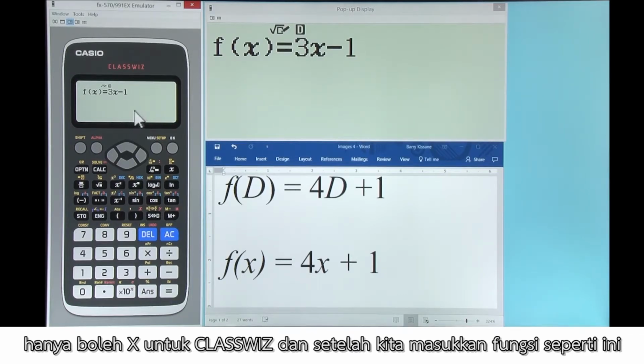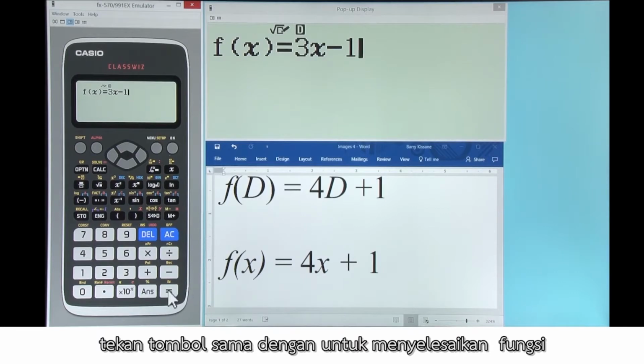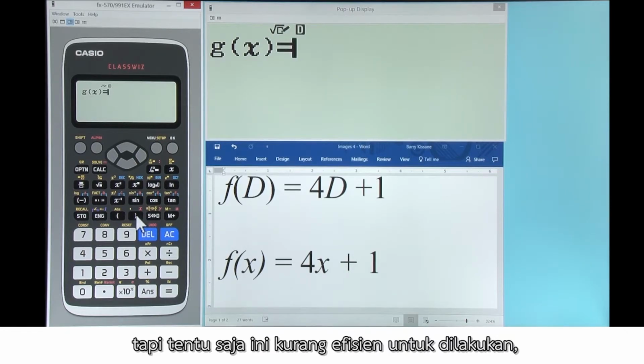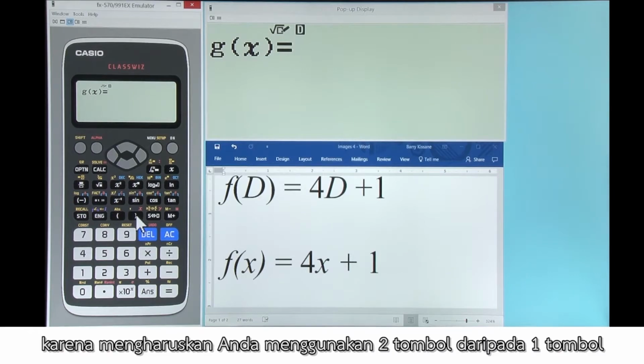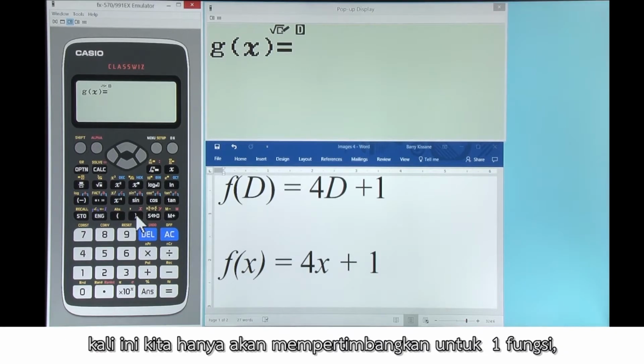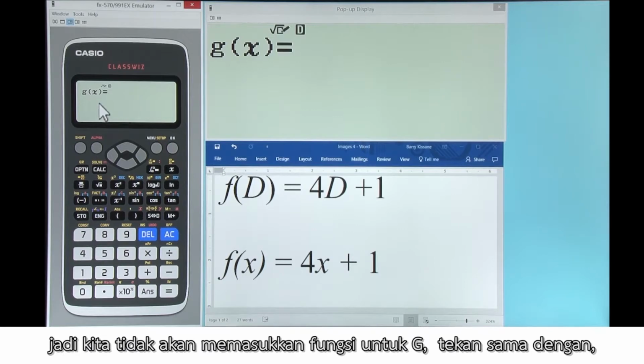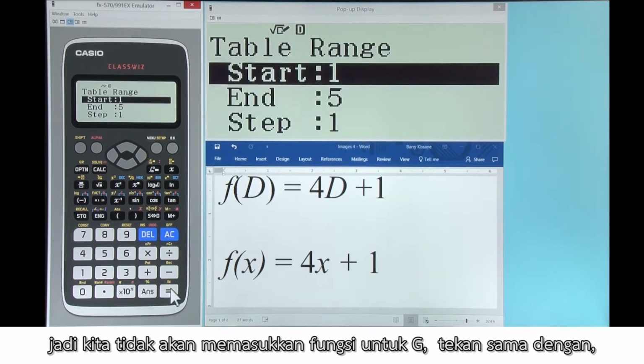Once we've entered the function like this, tap the equals key to complete entering the function. We could use alpha and x down here, but of course it's less efficient to do that as it requires you using 2 keys rather than 1 key. This time we're only considering one function. We'll consider 2 functions later. So we won't enter a function for g, we'll just tap equals.